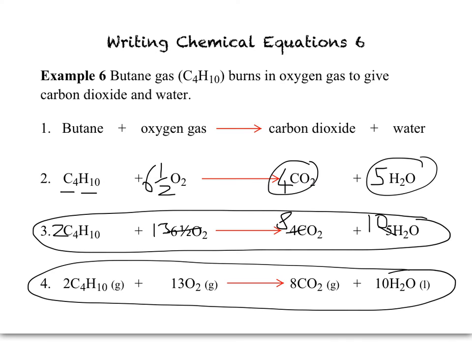The last thing we need to do is to put in the state symbols. Butane is a gas, oxygen is a gas, carbon dioxide is a gas, and water is, of course, a liquid at room temperature. This gives us our fully balanced chemical equation.